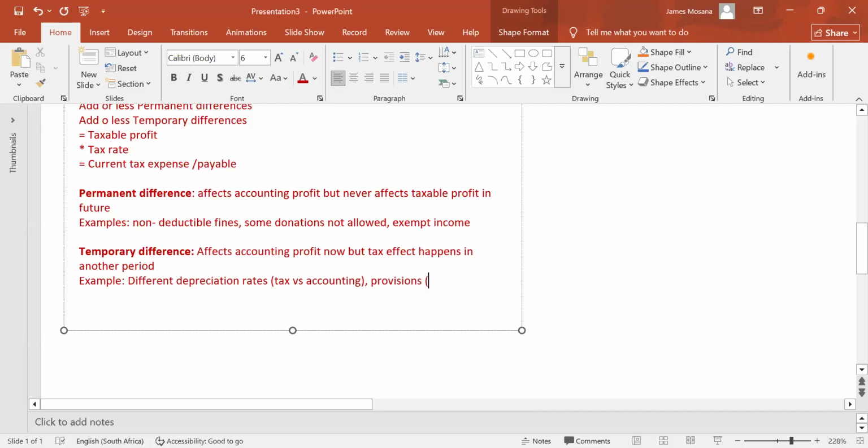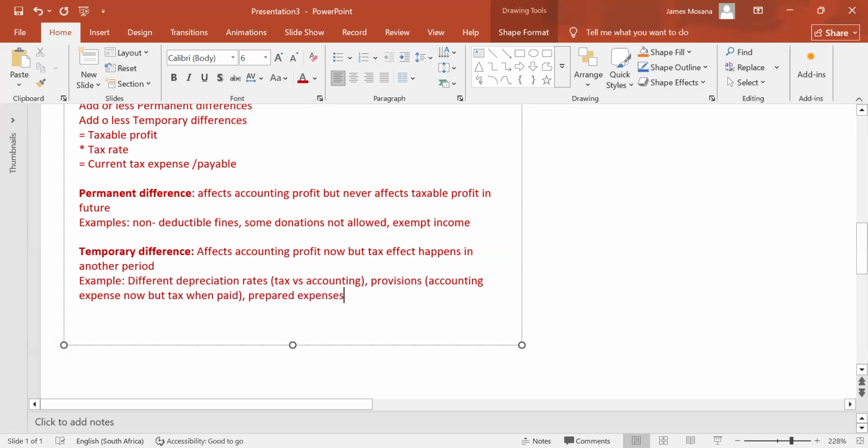So with provisions, what you normally do in accounting is that you are going to expense now, but you are going to tax when paid. Right. So this would obviously be what? Your prepaid expenses. No, we also have our prepaid expenses. Sorry about that.